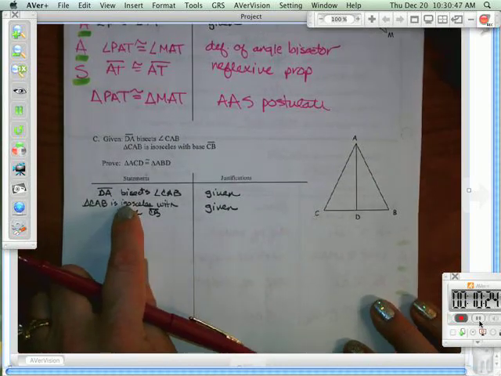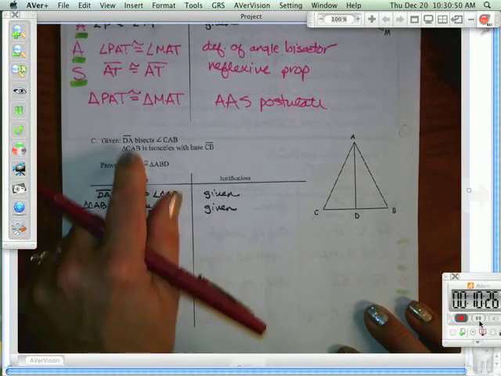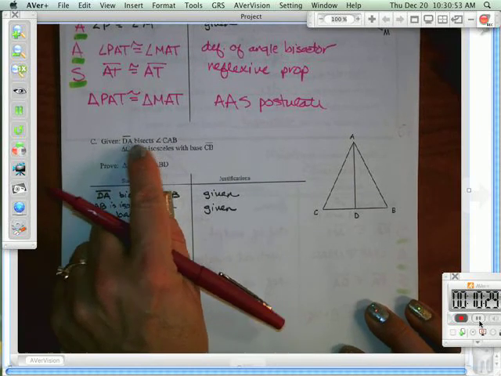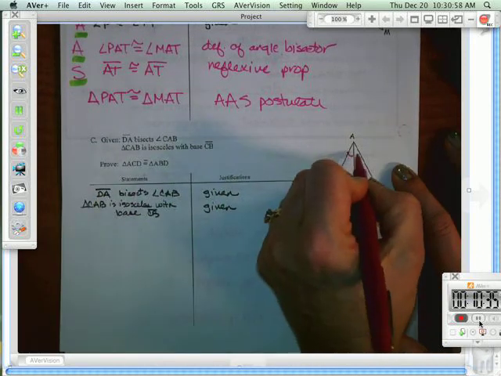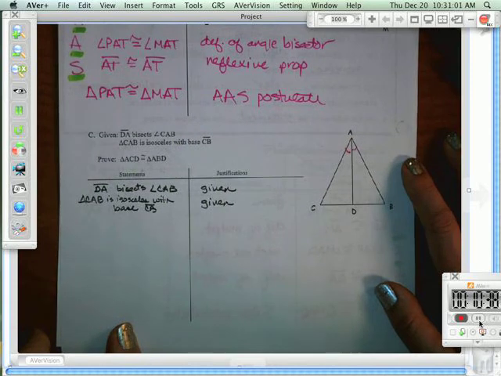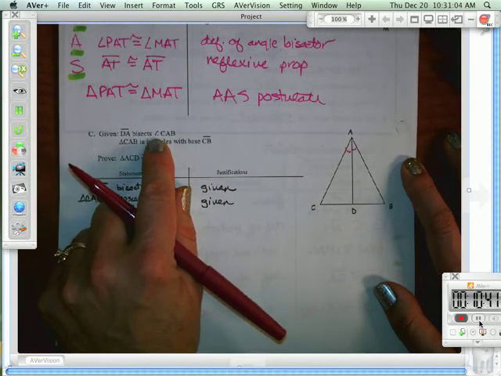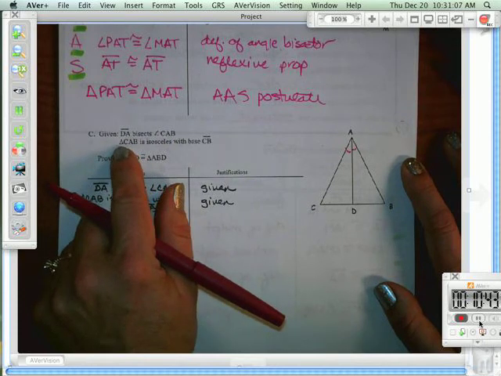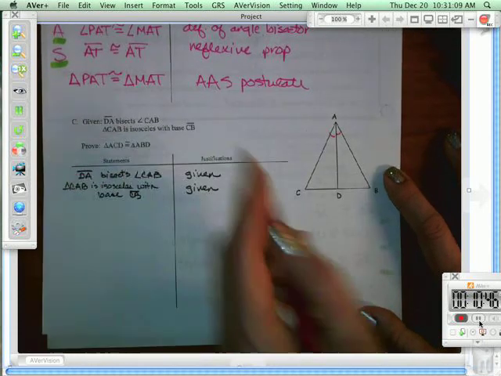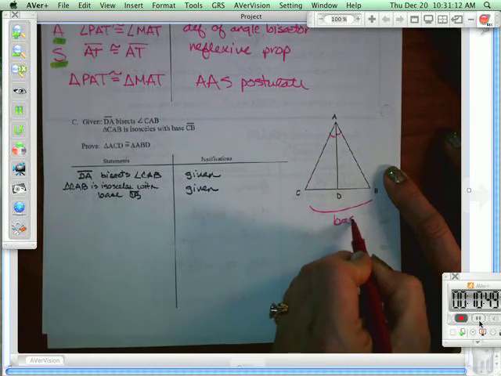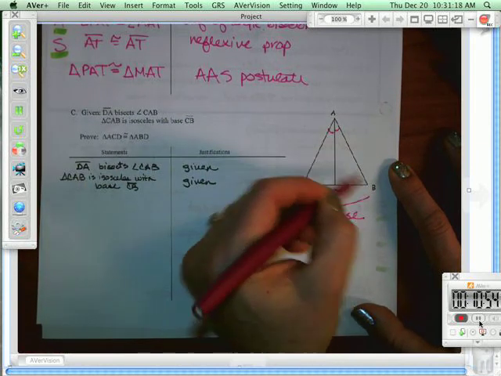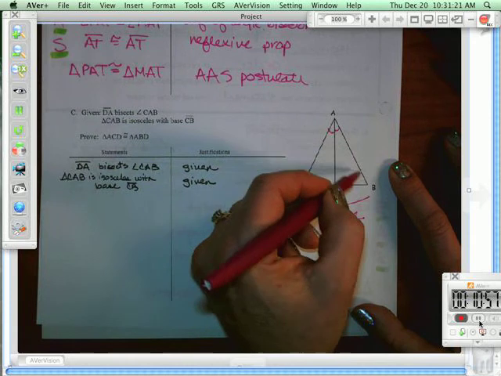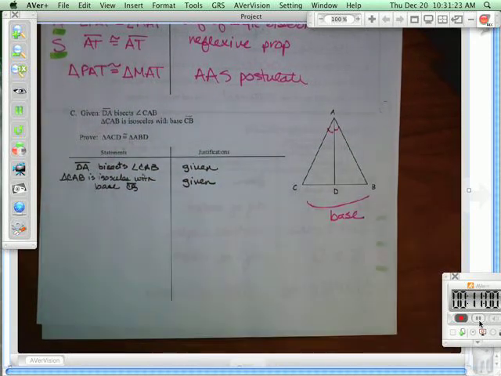So hopefully you wrote your givens down. Let's start with this. Segment DA bisects angle CAB. What does that tell me? That tells me that this angle is congruent to that angle. So mark that down. The first given. And then it says, triangle CAB is isosceles with base CB. So this is the base. If that's the base, what does it tell me about these two sides? If it's an isosceles triangle, these are congruent, aren't they? So I'm going to mark that.